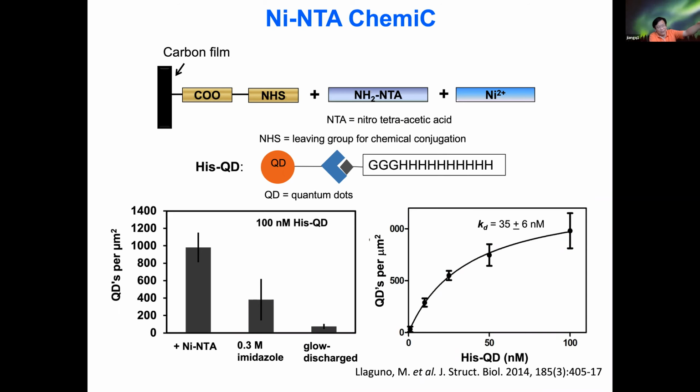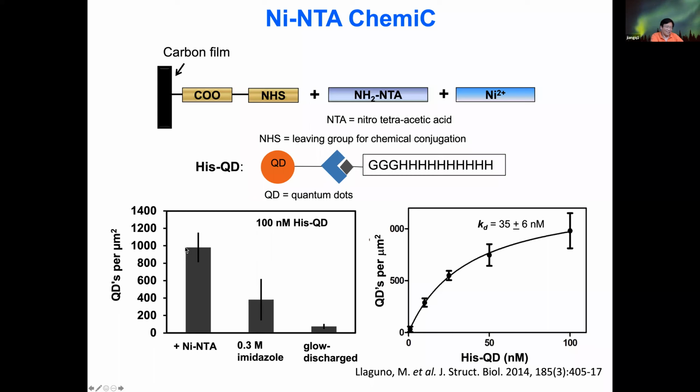Shown here, the first example is the nickel NTA presenting carbon film. We can, using chemical reactions, present nickel NTA on the surface, which is still about 20 angstroms away from the carbon surface to give enough freedom. And then we can quantify how many are on the surface. You can actually see, using the quantum dots, we can count individual groups that are able to bind to the His tag.